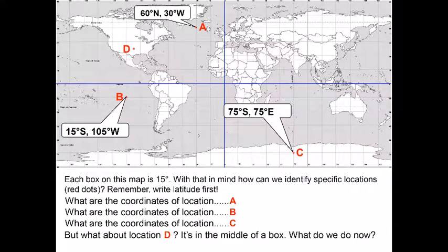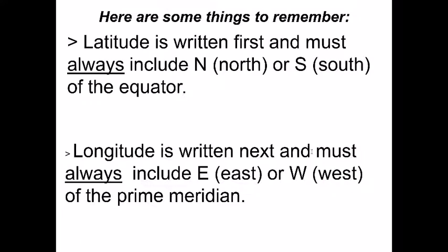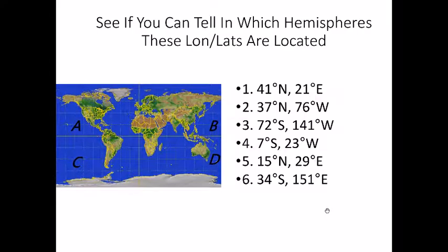So if you see this point A, it is in the northern hemisphere and in the western hemisphere. So we have 60 degrees north and 30 degrees west. Similarly, the point C would be at 75 degrees south and 75 degrees east. So the method of writing them down is that latitude is always written first, and it must always include a north or south sign with it. Similarly, longitude is written second, and it must include an east or west sign with it, and the two combined can give you the exact location.